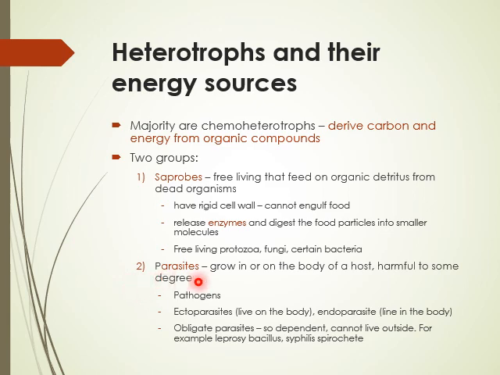The second one is parasites. Parasites grow in or on the body of a host and normally are harmful to some degree. They normally are pathogens. Ectoparasites live on the body, endoparasites live in the body. Obligate parasites are those that are so dependent, they cannot live outside. For example, Bacillus, Lactobacillus or syphilis spirochetes, as well as viruses, are obligate parasites.